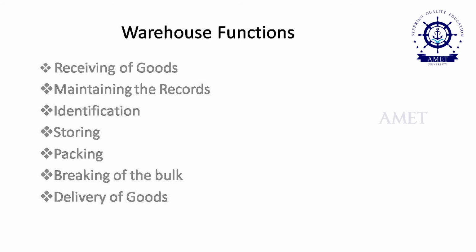Then, sometimes in the warehouse, a lot of things come in bulk, and they have to be broken into smaller units to transport to the consumer. That is also part of the criteria of your warehouse. Then the delivery of goods. As I told you, the delivery of the goods should be without any kind of damage, with ease and in a secured manner, and at the proper time. So these are the main functions of your warehouse.